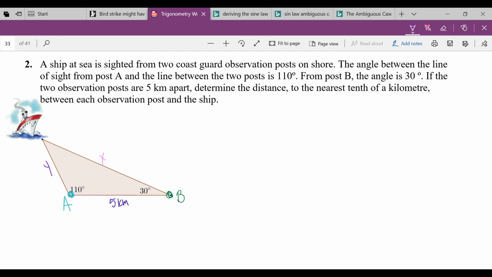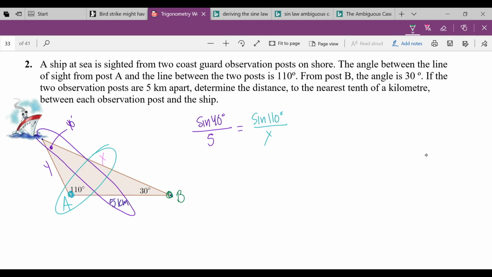So the good news is that we do have a pair. If we can identify this angle as being 180 minus 30 minus 110, oh heck, let's just call it 40 because that's what it is. Then we have our first angle and opposite side pair. So we can say with conviction that sine of 40 degrees over 5 is going to give us all of those other relationships. For example, sine 110 over x and sine 30 over y.